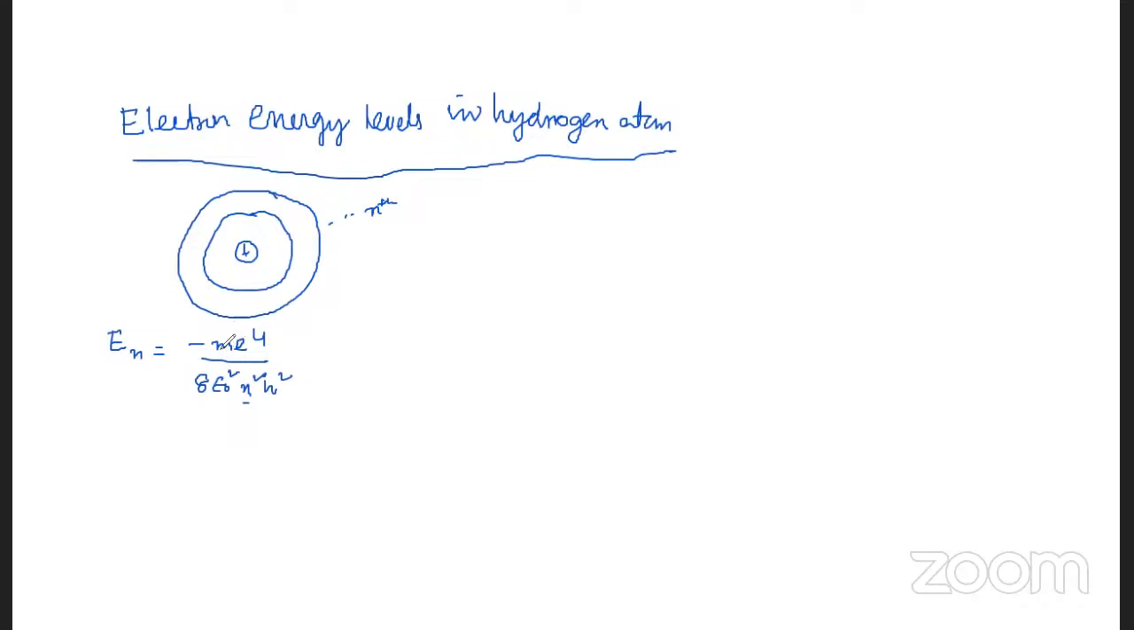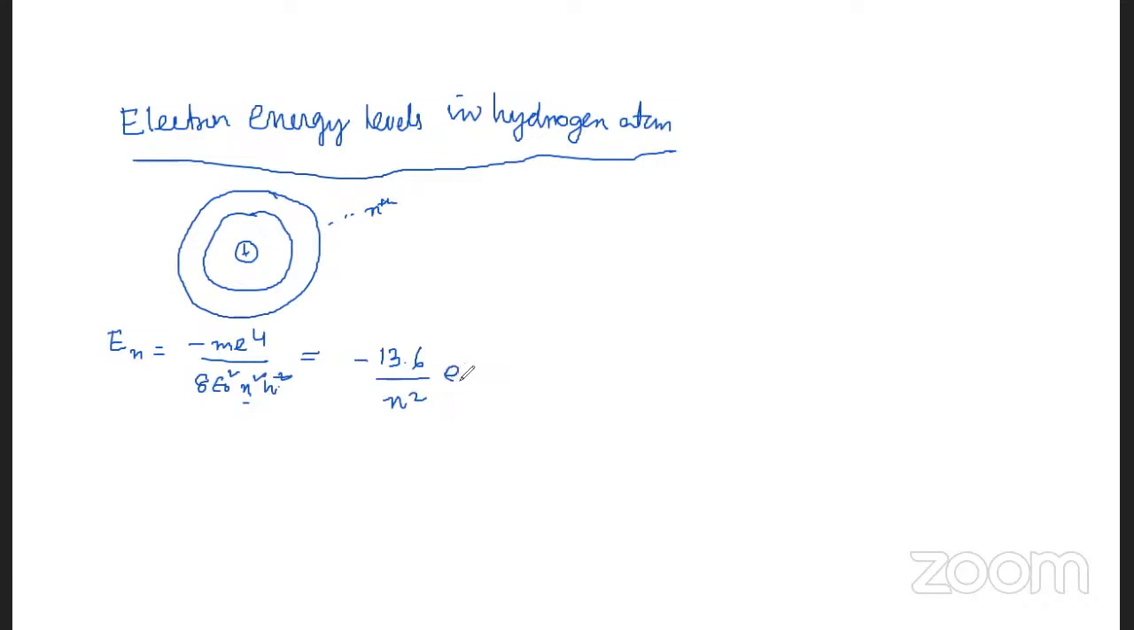Now, taking the mass of the electron, we know that it is 9.11 into 10 to the power of minus 31. The charge of the electron is 1.6 into 10 to the power of minus 19. Here 8 is a constant, and the value of epsilon naught we already know is 8.854 into 10 to the power of minus 12. Similarly, h, the Planck's constant, is 6.62 into 10 to the power of minus 34. Substituting all the values here, we get minus 13.6 divided by n square.